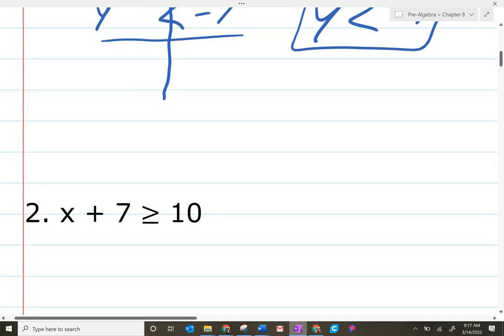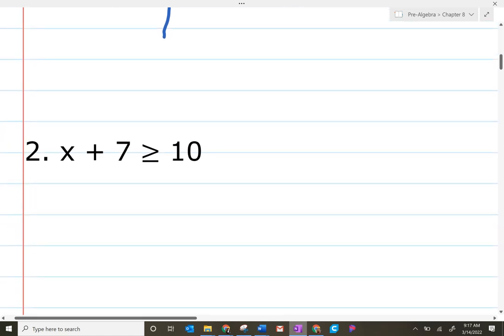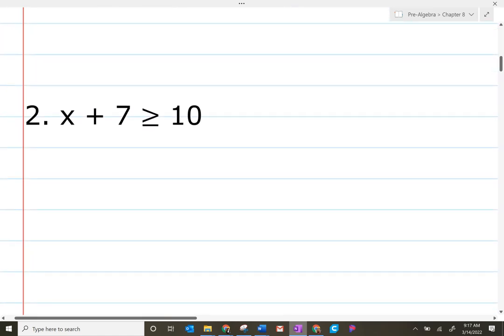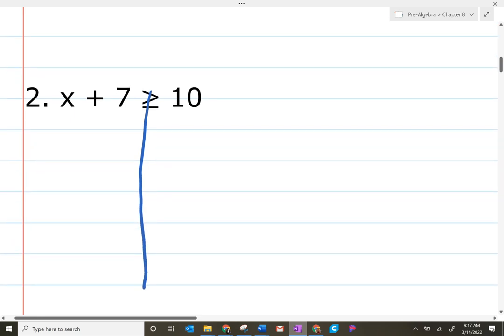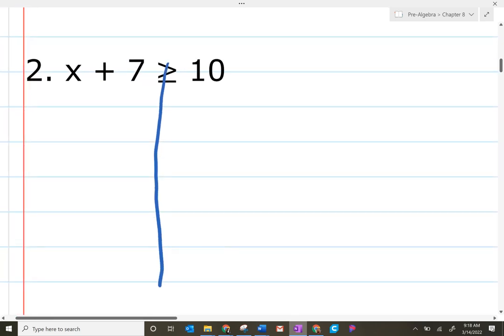All right, on to number 2. Draw that line. Now I've got x plus 7 is greater than or equal to 10. I'm going to let you guys write this down if you want to put it so that way we can work it together.